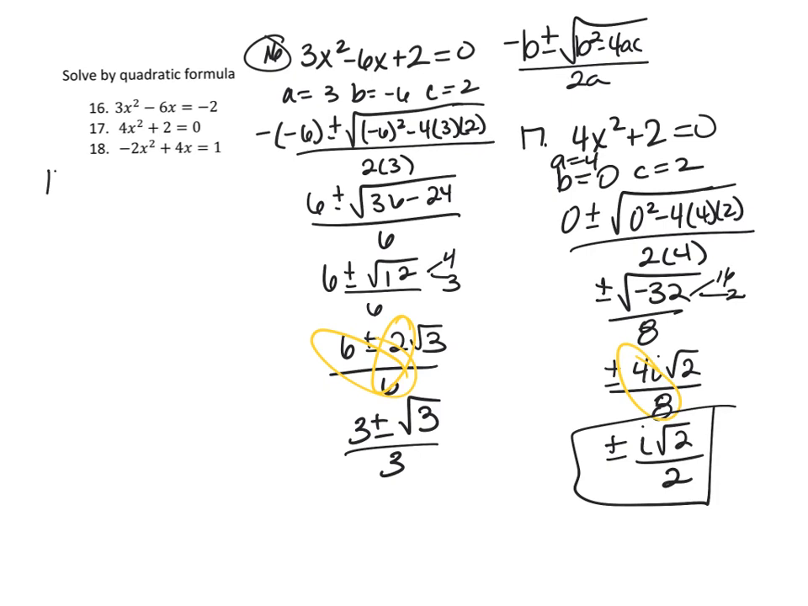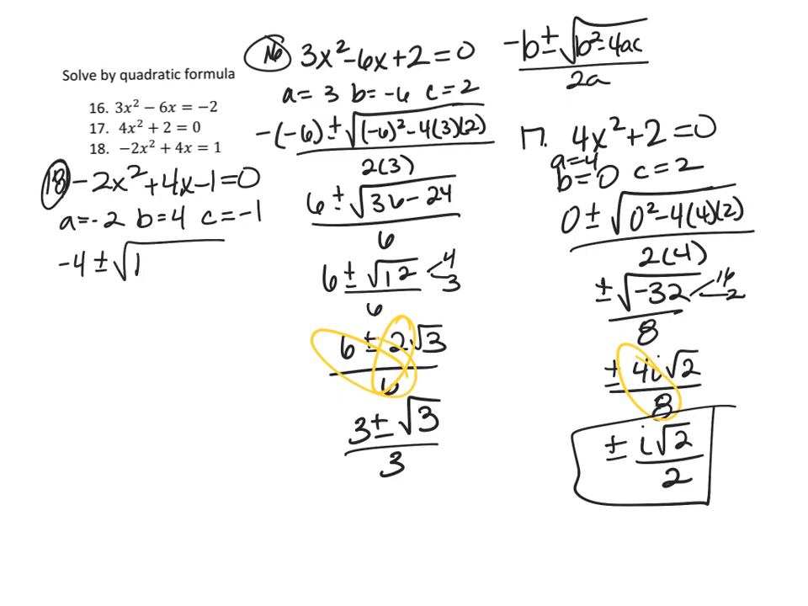And lastly, number 18, that's negative 2x squared plus 4x minus 1 equals 0. So my a is negative 2, my b is 4, and my c is negative 1. So that's negative 4 plus or minus the square root of 4 squared minus 4 times negative 2 times negative 1, all over 2 times negative 2.